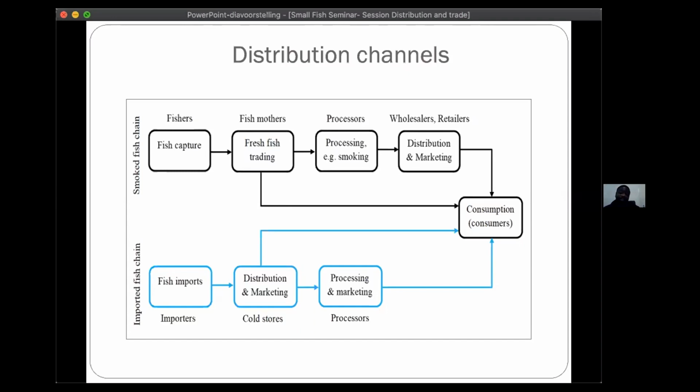In the local fish chain, when the fish is landed at the landing sites, it goes through the hands of fish mothers, and they control access to fresh fish at the landing beaches. And then the fish is processed immediately after that to prevent spoilage. And then wholesalers, together with some of the processors, help in the distribution and marketing of the fish. I'll highlight some of the differences between the two in the next slide.